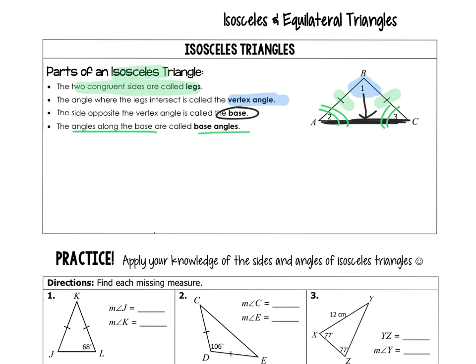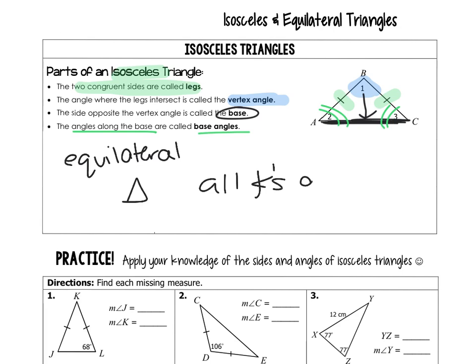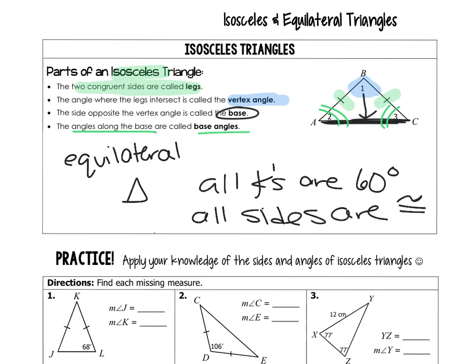Okay? Alrighty. And then just to quickly note about the equilateral triangle. All angles are 60 degrees. All sides are congruent. That's our symbol for congruent. And equilateral triangles, all of them are acute. So this is actually true for all equilateral triangles.